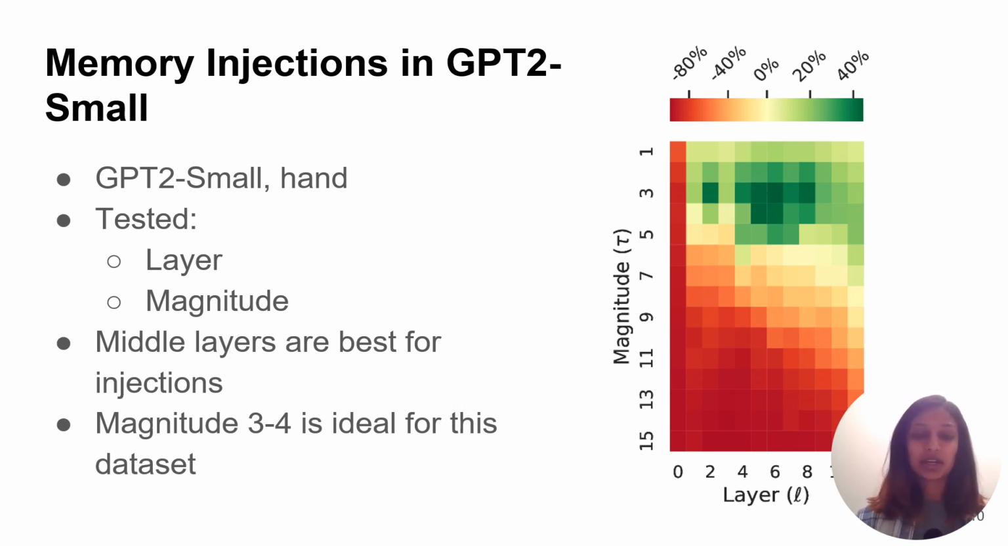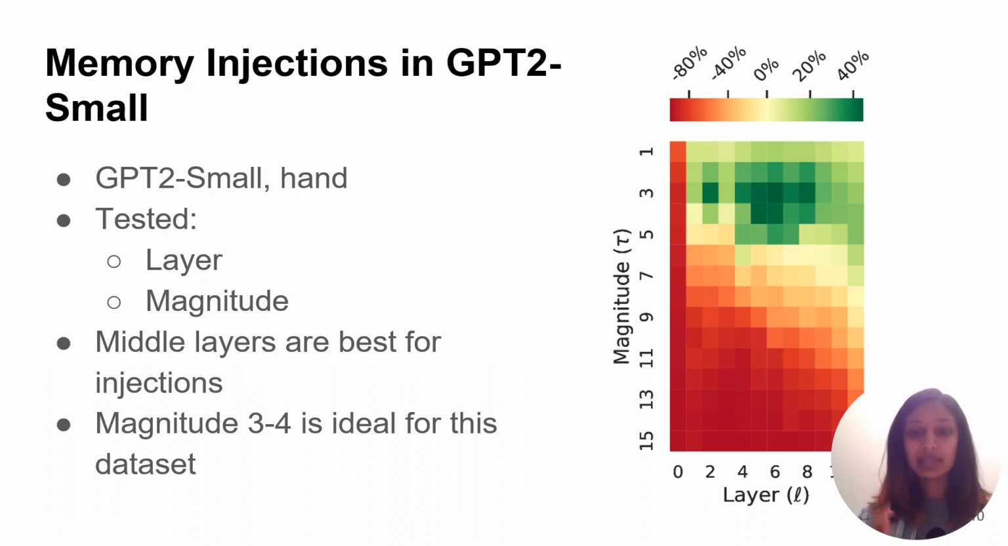What we're testing here is how the magnitude of a memory, shown on the y-axis of this heat map, varying from 1 to 15, and how the layer of injection, shown on the x-axis, varying from 0 to 11, affect the model's predictive power. What every single cell in this heat map represents is the average percent difference before and after a memory injection for a multi-hop prompt, averaged across our entire dataset.